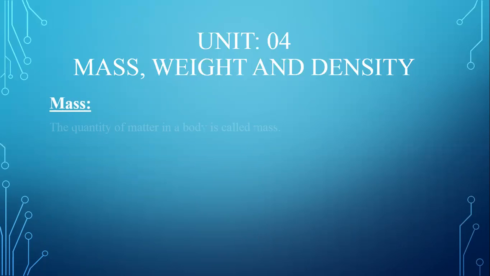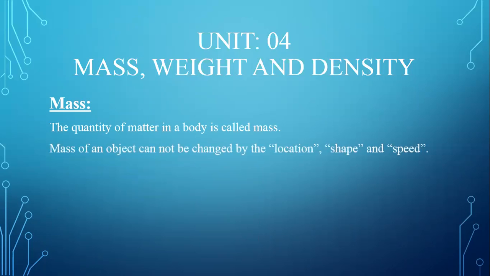Mass is the quantity of matter in a body. The quantity of matter in a body is called mass, and the mass of an object cannot be changed by changing the location, by changing the shape, or with speed. If objects are moving with speed less than the speed of light, then the object's mass cannot be changed.